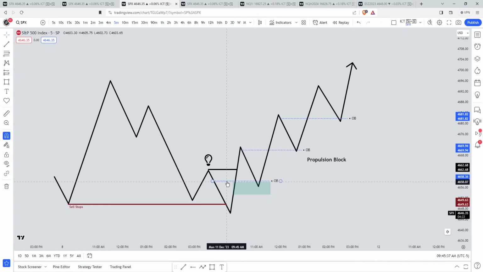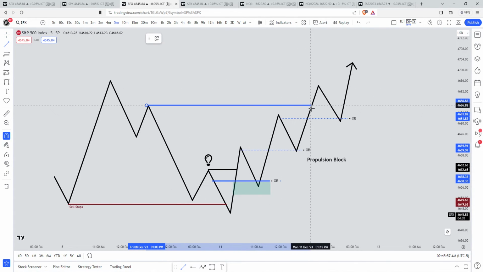So this is the first order block right here. This is a change in the state of delivery. A change in the state of delivery is when price breaks above a down close candle or a series of down close candles, and this starts the delivery to the upside. So once you get this signature in price action, the market is going to start offering higher prices. So it's going to target the buy stops above here, and then also the buy stops above here.